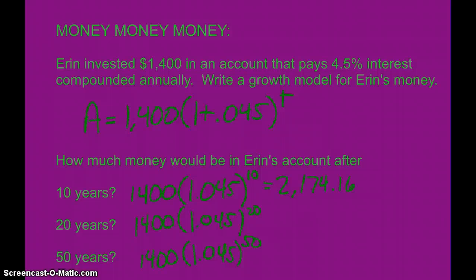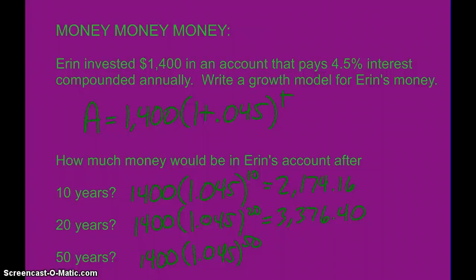$2,174.16 would be in her account after 10 years. So in 10 years, she earned $774 for doing nothing other than simply leaving her money there. After 20 years, that account is worth $3,376.40. And so now you look, during the first 10 years, she went from $1,400 to $2,100. That's a gain of $700. Over the next 10 years, she gained $1,200 because the money is growing exponentially. You're earning interest upon the interest you've already been paid.